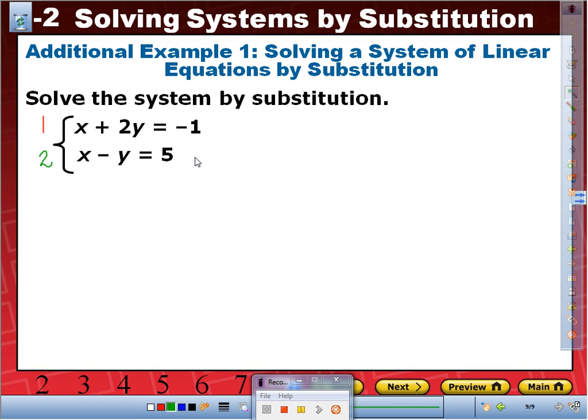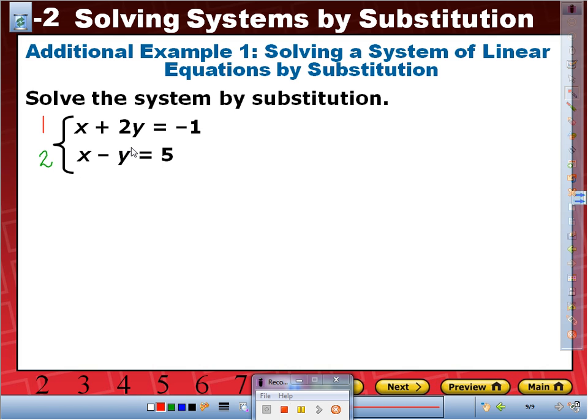Okay, so check this out. Step 1 says solve one of the equations for one variable. We have 2 equations. We need to solve one of them for one variable. Does it matter which equation? No. Does it matter which variable? No. So basically, I look at it: are any of these solved for y or for x? No. So I'm going to take the second one and solve for x.